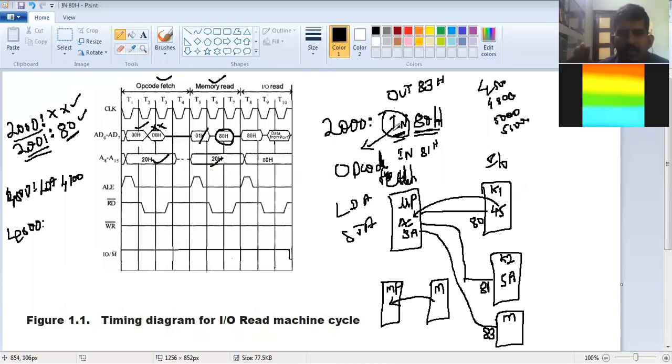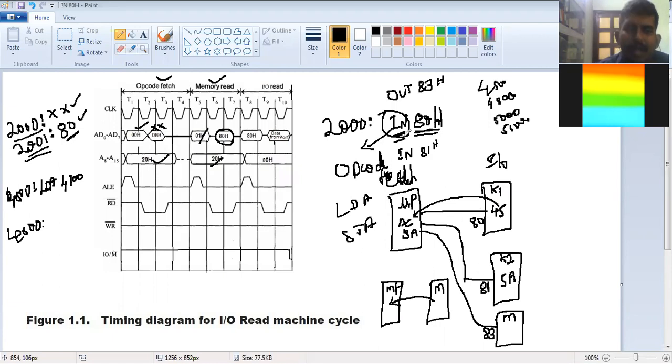So what is the address here? 2000 consists of this IN opcode fetch. From where you have to read 80, as I have drawn here, look here. This keyboard is connected at the address 80. This other device is connected at the address 81. So 80, 81 and all are addresses of the input output devices.